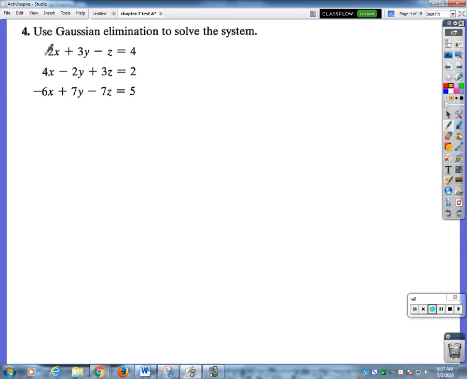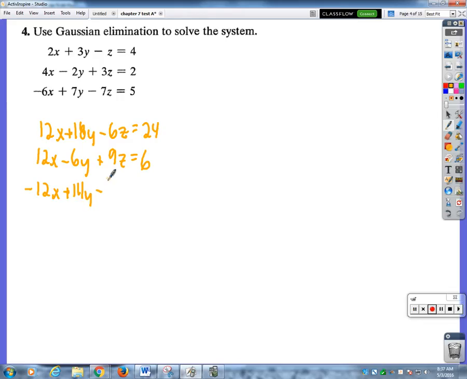So what do I have to multiply this top one to make it 12x? Yeah, so this is going to be 12x plus 18y minus 6z equals 24. What do I have to multiply the middle one by? 3. So that gives me 12x minus 6y plus 9z equals 6. And then what do I have to multiply the bottom one by? 2, because I want one of them to be negative so that they'll cancel. So -12x plus 14y minus 14z equals 10.